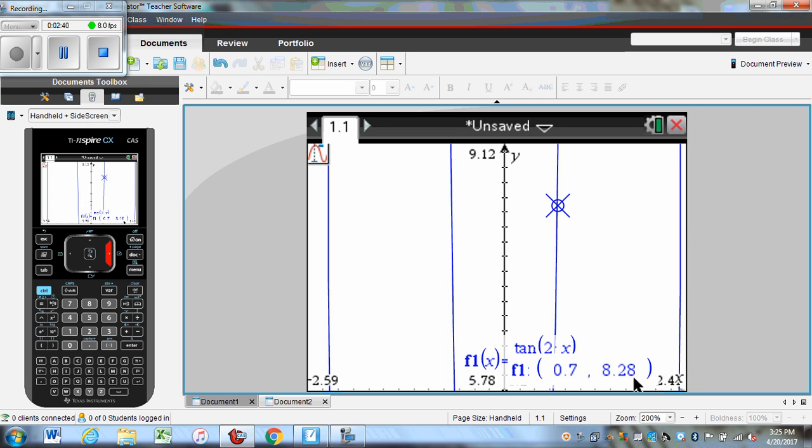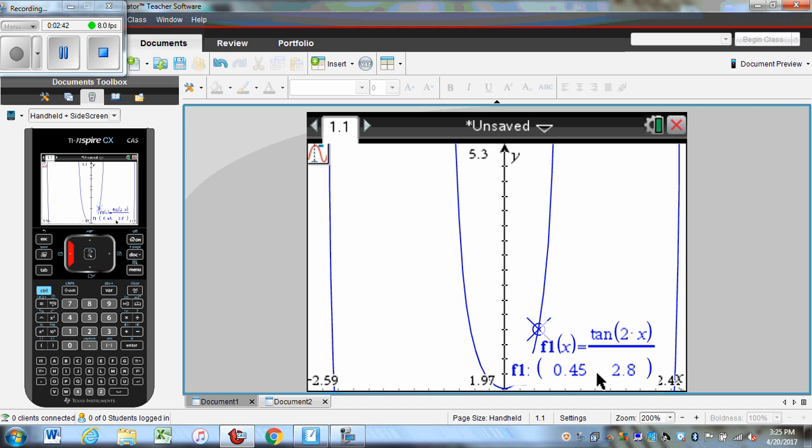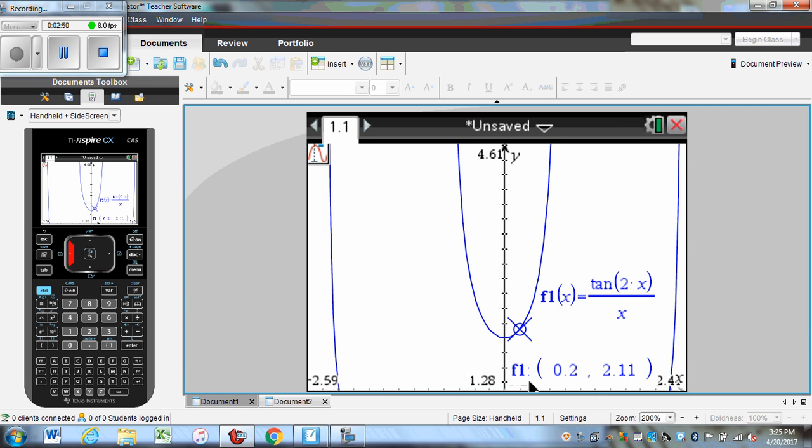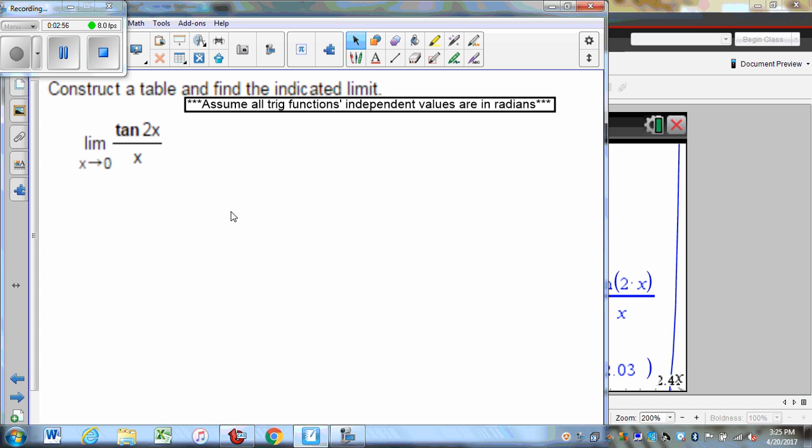Skip over real quick from the right. As we approach, again, looking at the x values here, and the y values. As these x values get closer and closer to 0, what are the y values getting closer and closer to? 2. So we can go back here and definitively say right now that the limit as x approaches 0 of this function is 2. All right?